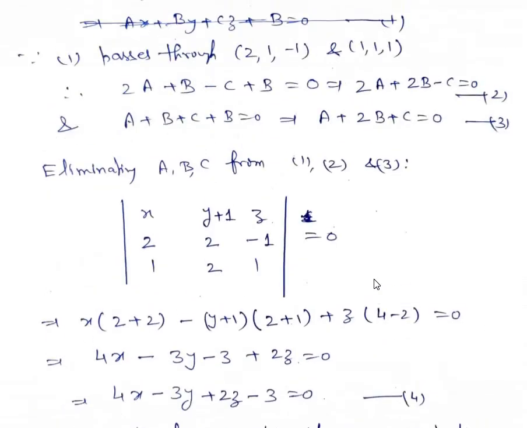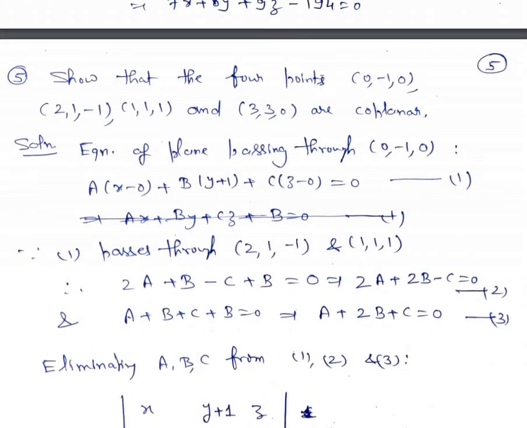Let's take one more example. Show that the 4 points 0, minus 1, 0; 2, 1, minus 1; 1, 1, 1 and 3, 3, 0 are coplanar. So we have to show that these 4 points are coplanar. What is the method to prove this? We'll find the plane which passes through 3 points, and then we shall show that the 4th point also satisfies that equation of the plane.